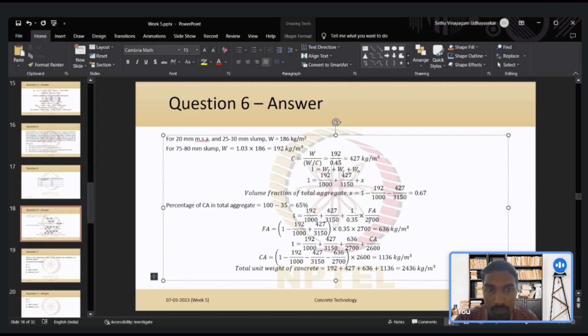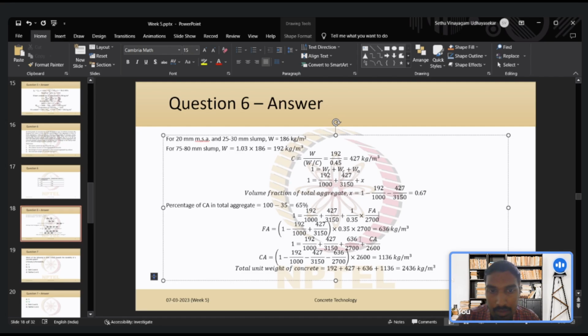So the volume of fine aggregates is the weight of fine aggregates divided by its unit weight 2700, but this is representing only 35% of the aggregates volume. So we divided by 0.35 to get the volume for the total aggregates, right? Using that we found out the content of fine aggregate as 636 kilogram per meter cube.